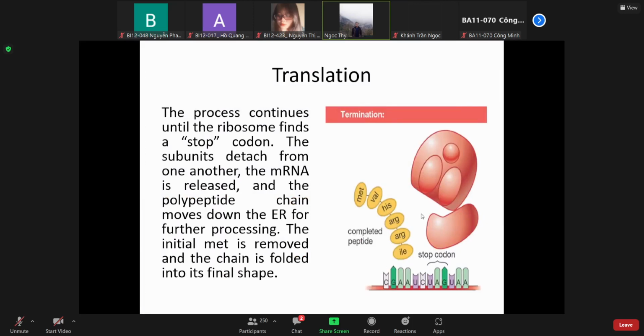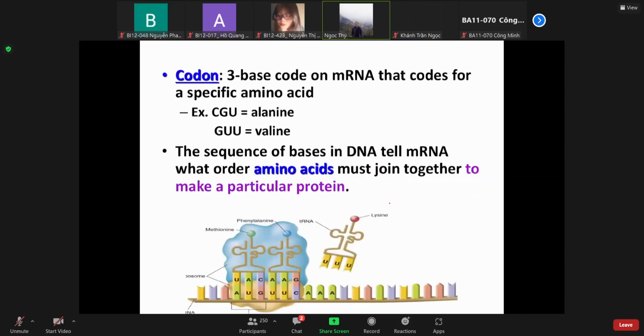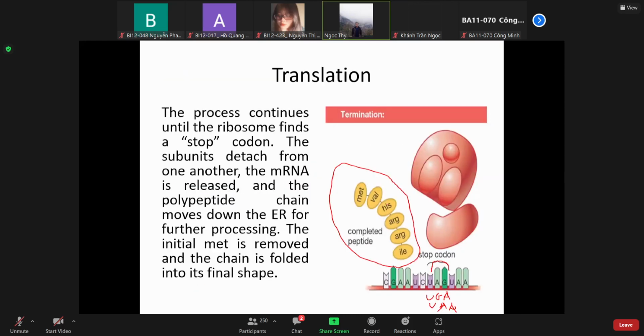And the translation process finishes once the ribosome reaches the stop codon. We have three stop codons: UAG, UGA, and UAA. Since it reached the stop codon, it releases the polypeptide and finishes the translation here. And the polypeptide will directly go to post-translation modification to form the 3D structure of the protein.